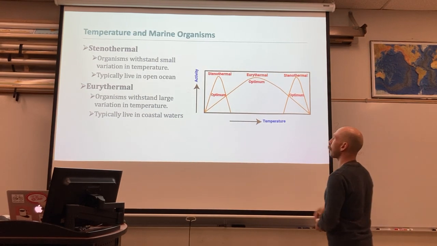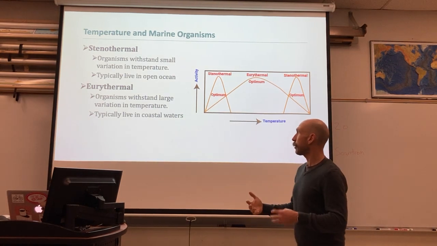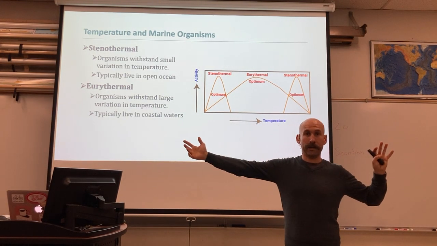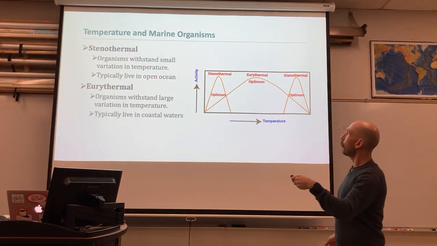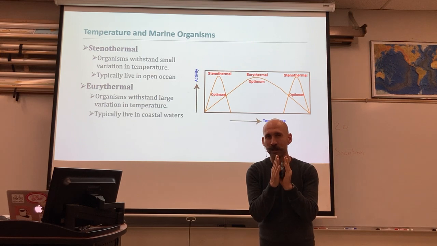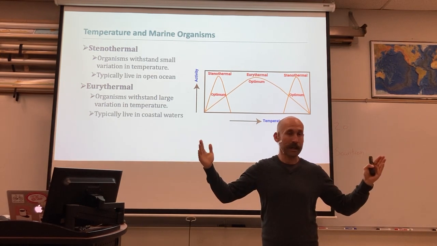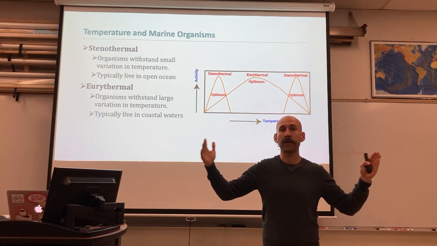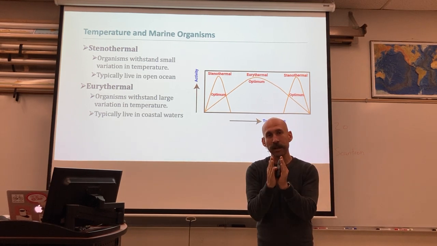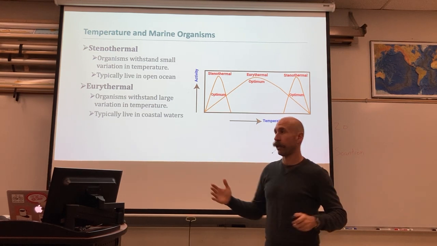Okay, let's talk about some environments. So we've got these two terms, steno and eury. You can think about this as narrow and wide. Stenothermal organisms can only withstand a very narrow range in temperature fluctuations, as opposed to eurythermal, which can endure a wide range. So we're thinking stenothermal, deep ocean; eurythermal, coastal areas.